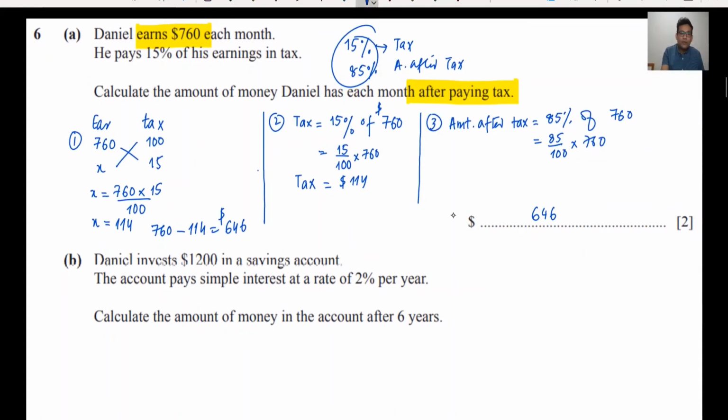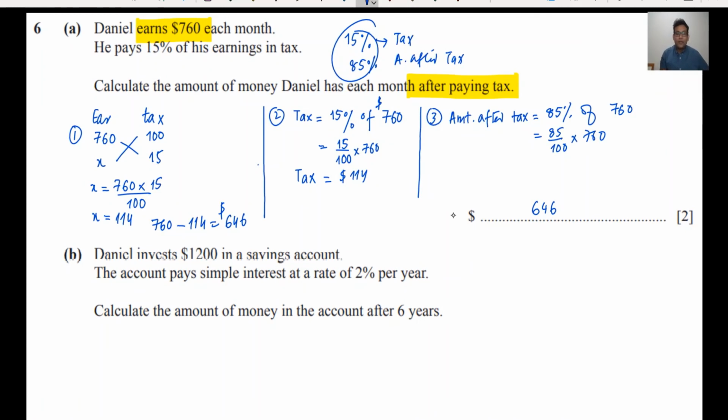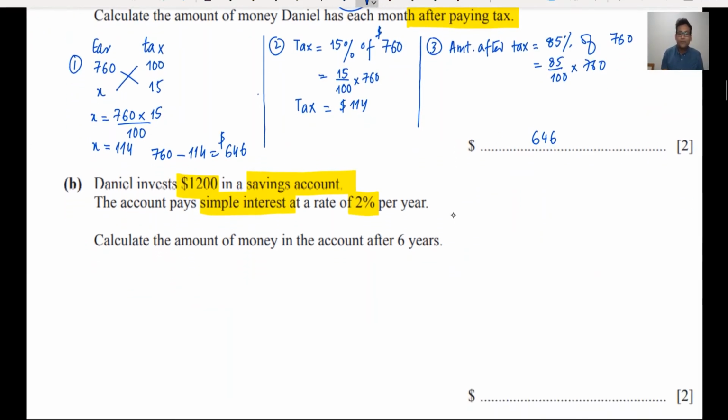Moving to the next part, which is about simple interest. Okay, simple interest. Daniel invests $1,200 in a savings account. The account pays simple interest at a rate of 2% per year. Calculate the amount of money in the account after 6 years. So, what are the formulas required in this second part? I would like to explain them now.